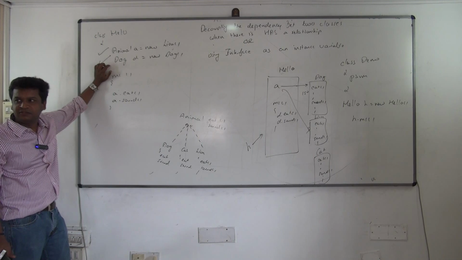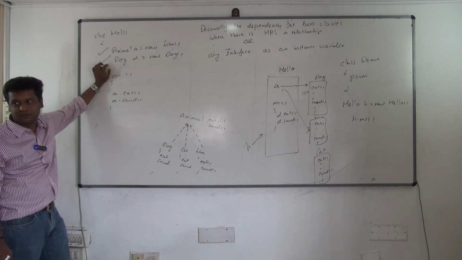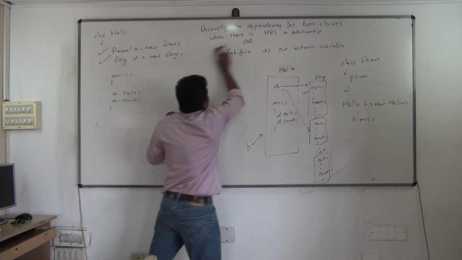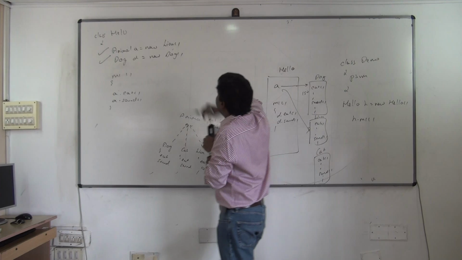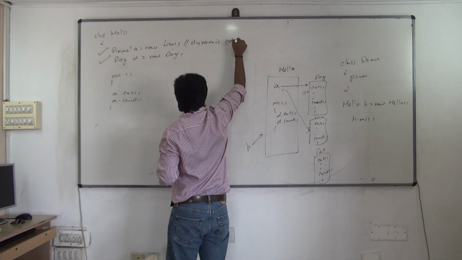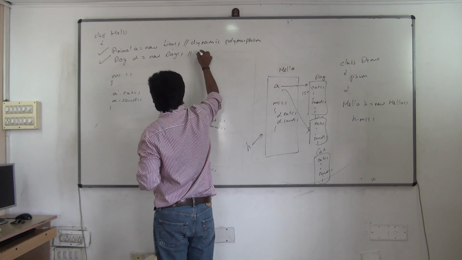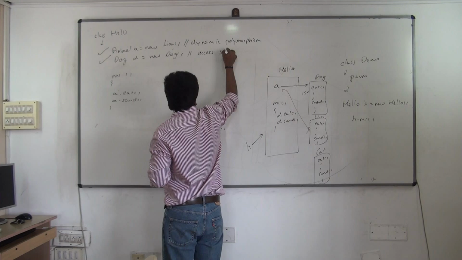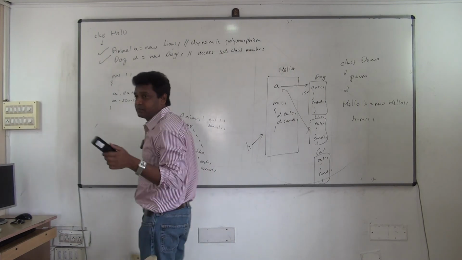Both are correct. I'll use this one only. What support you want, depending on that you choose. Are you following now? So here I'll write, see this. You will do this when you want dynamic polymorphism support. You will do this when you want to access subclass members. Sometimes strictly you want to work with subclass members. That time you can do this.